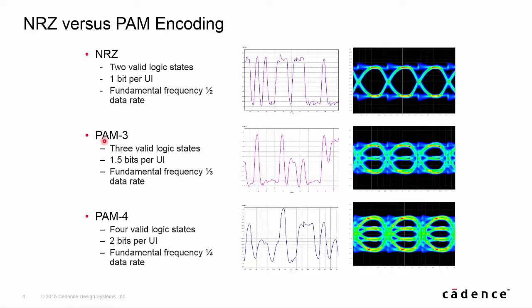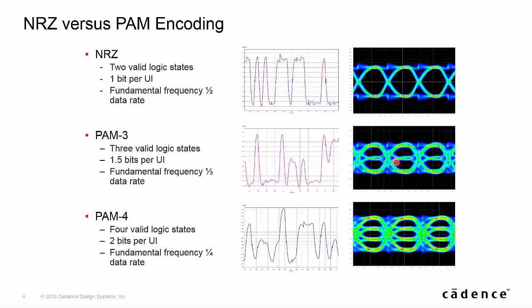In PAM3 encoding, we have 3 valid logic states. So we have a high voltage, a low voltage, and a mid voltage. We implement 1.5 bits per UI transmitted, and the fundamental frequency is 1/3 the data rate. Now, if we look at the eye diagram over here, instead of 1 large eye, we have 2 smaller eyes in the vertical space.